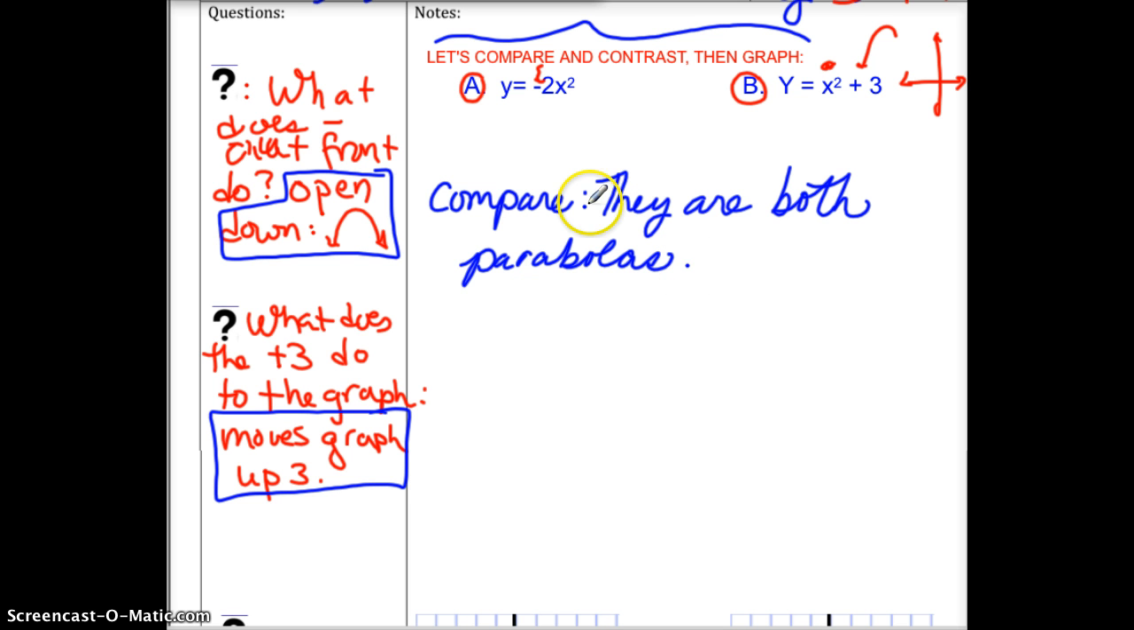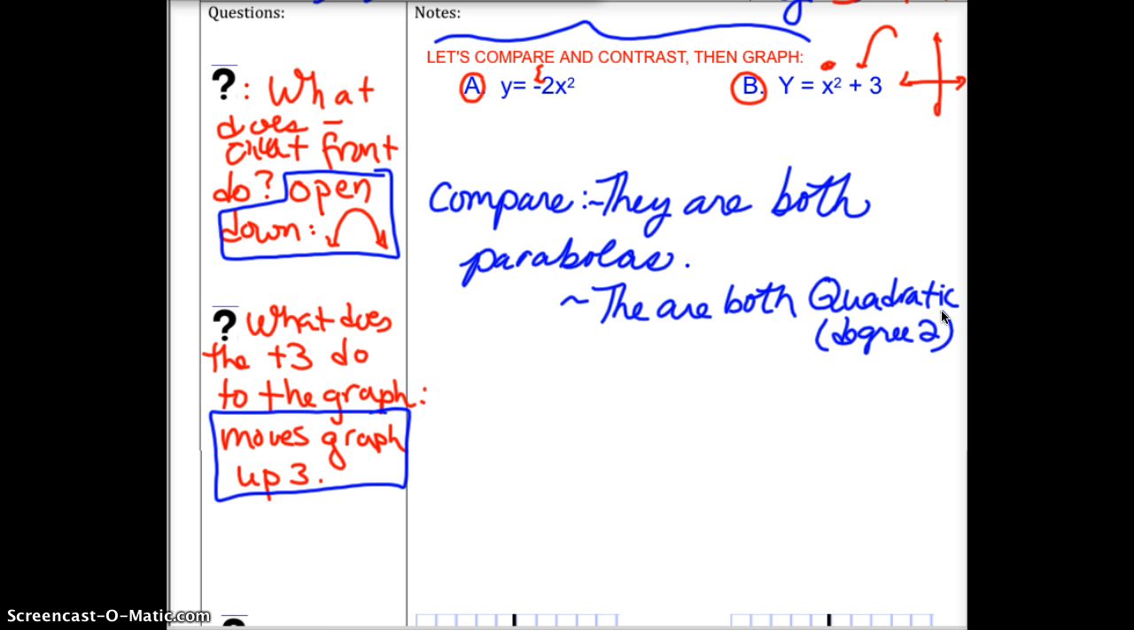What else is the same about them? They both are called quadratics. They are both what we call quadratic. Let's underneath that put what that means: degree 2, highest power, all right? They are both quadratic functions. They both make parabolas. They both have a vertex. It's not at the same spot, but they both have one. They both have an axis of symmetry, stuff like that.